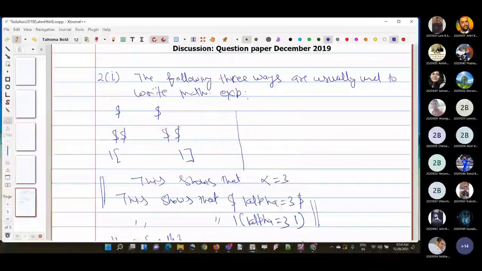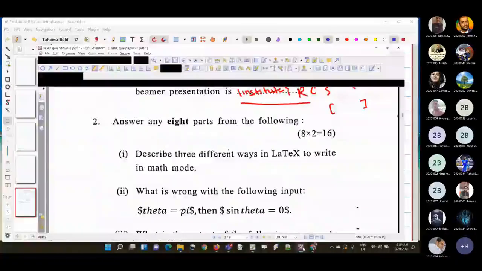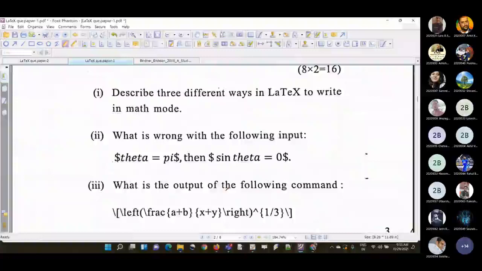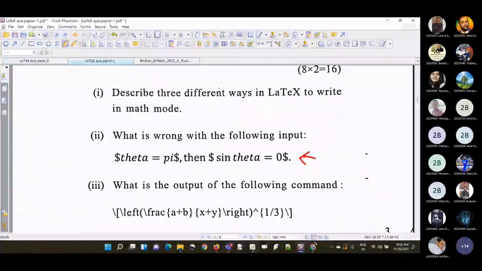Okay. So I think first one is clear, huh? So the things I just told you, you can use any 3 things to demonstrate that one. Okay. And then second question: what is wrong with the following input? So do you have any idea? Backslash pi will come. Backslash theta, very good. Backslash pi. So you have to write one line for this.